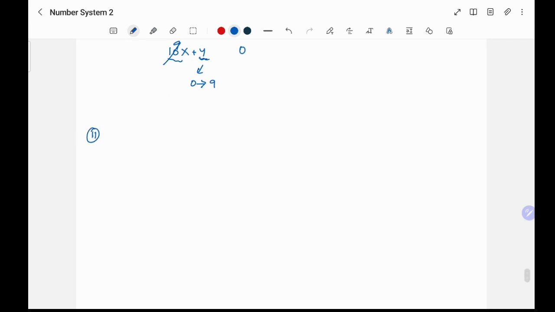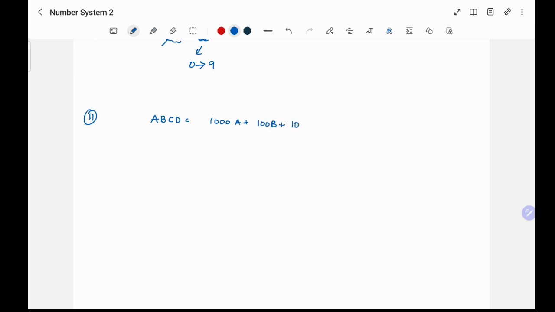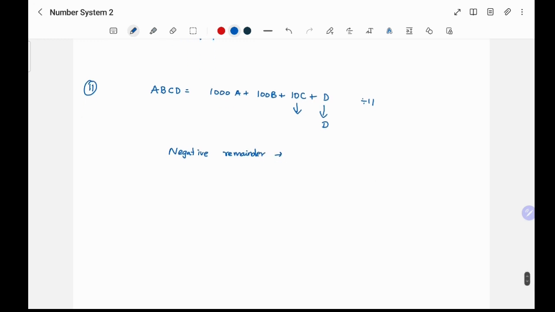Next we have 11. Again I'll take the digits a, b, c, d. We have 1000a plus 100b plus 10c plus d. D we write as it is. So for divisibility by 11, we have 10c. Now I need to introduce the concept of negative integers, negative remainder. That's why we require the knowledge of integers.